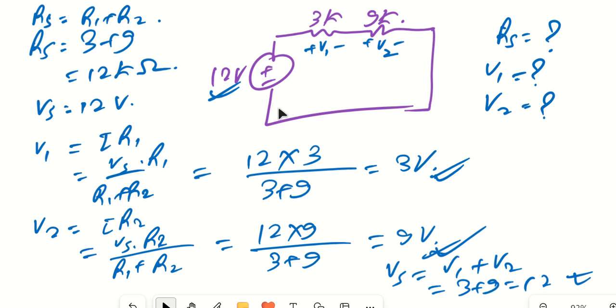So hope you now have a very clear idea of how to apply the voltage division method and how to calculate the voltage across each resistor connected in series. In the next session, we'll give you an example of a parallel combination of resistors. Thank you.